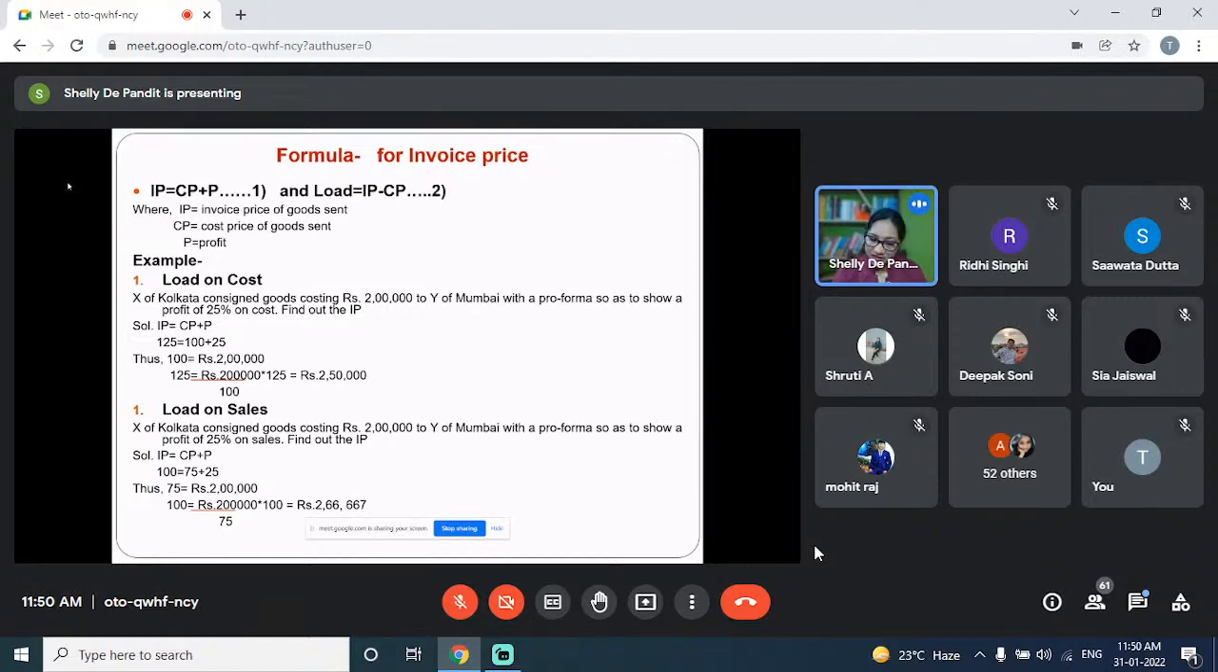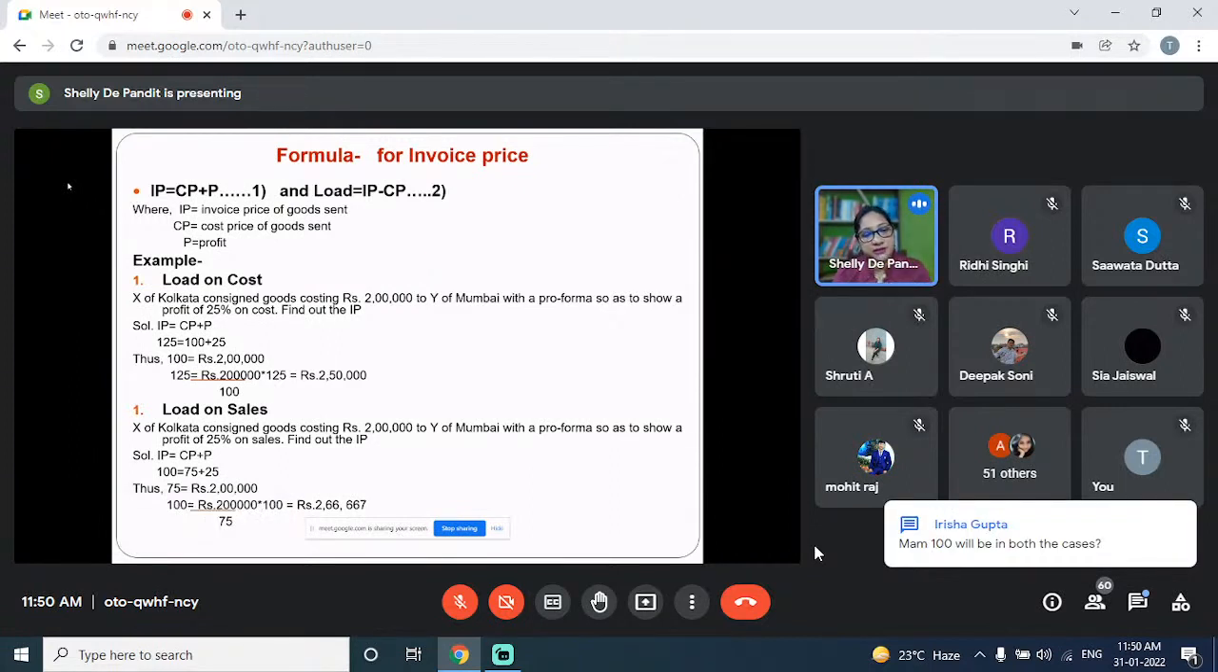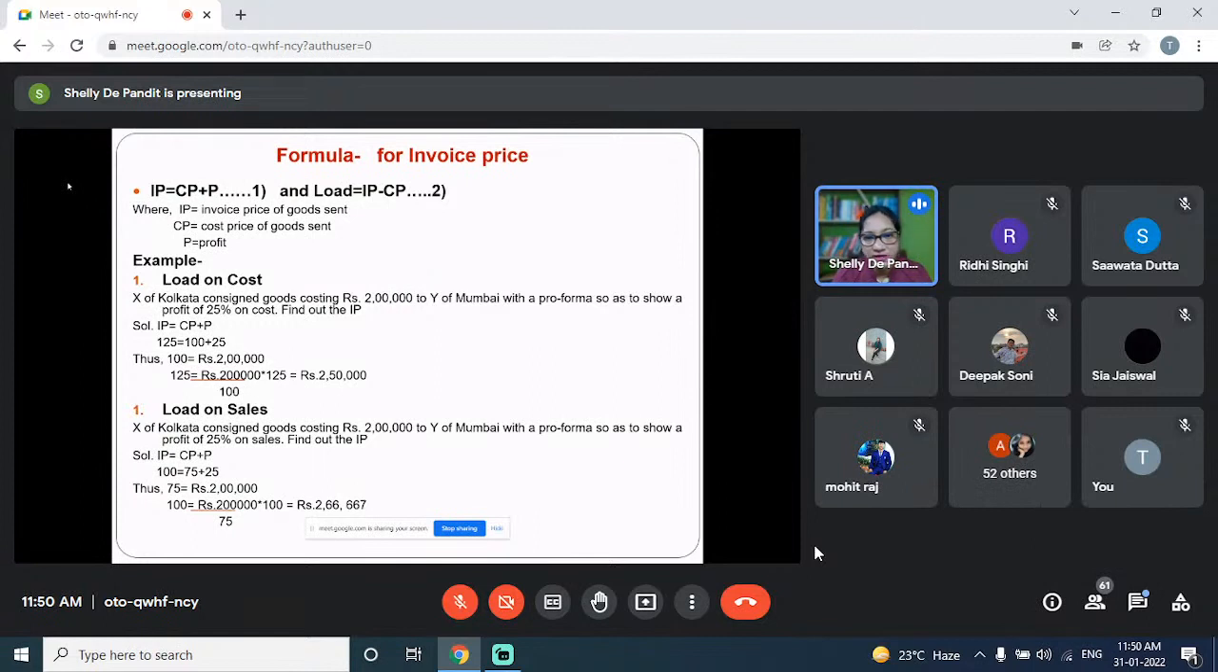Now it is clear to you, Riddhi? Yes, ma'am. Now just put the unitary method. What has been written here, the cost is 2 lakh, right? So what is your cost here? 75. Where do I get that 75? Simply 100 minus 25. So 75 represents the cost, and your cost is rupees 2 lakh. Got my point? It is given in the sum.